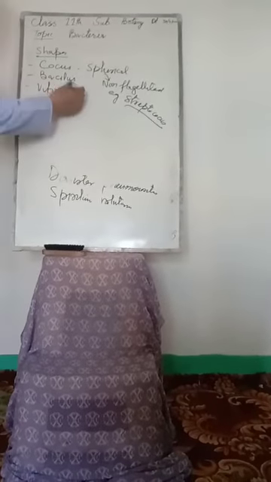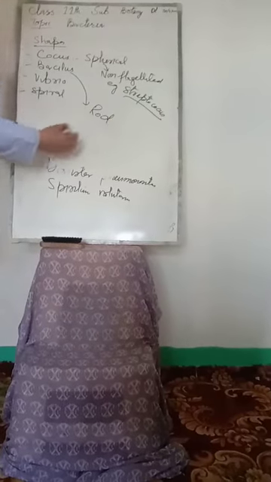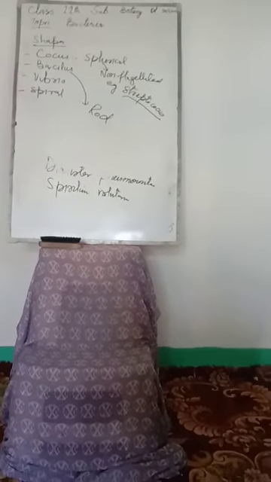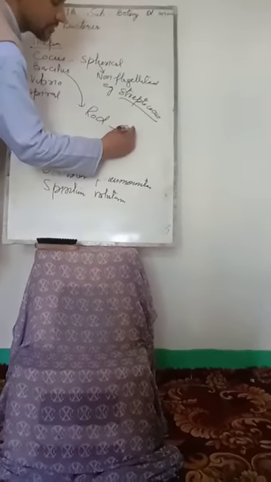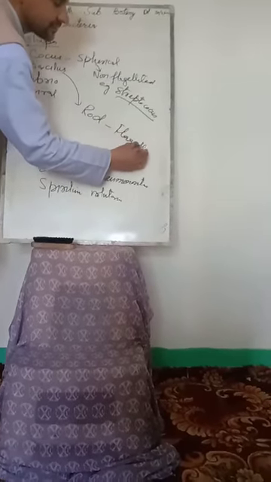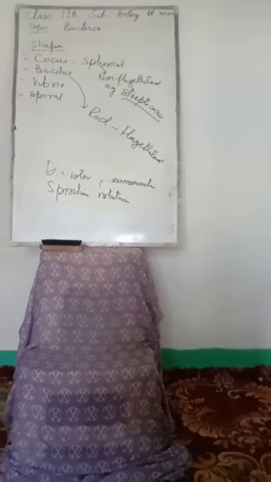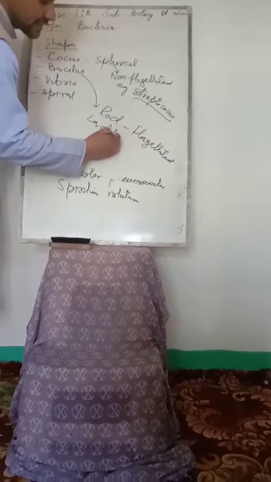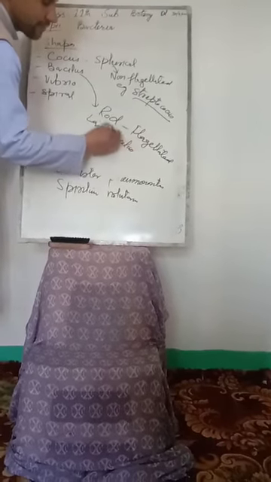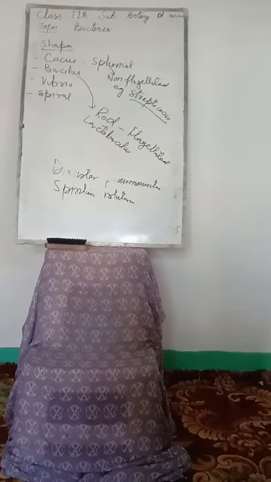After that, bacillus, a rod-shaped bacteria. They are rod-shaped, but they are mostly flagellated, like our Lactobacillus bacteria, which is found in milk. Lactobacillus is a bacillus bacteria.